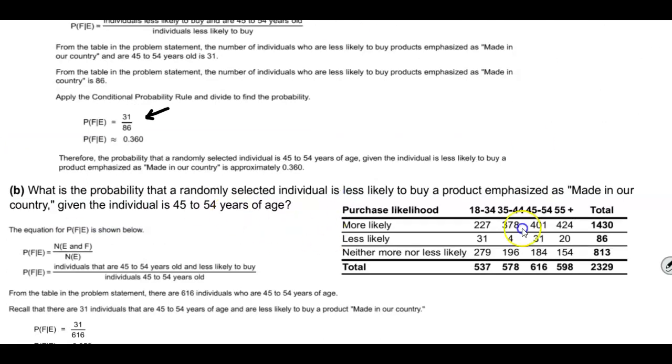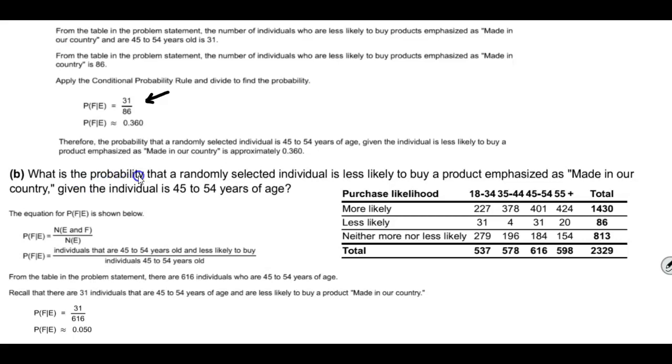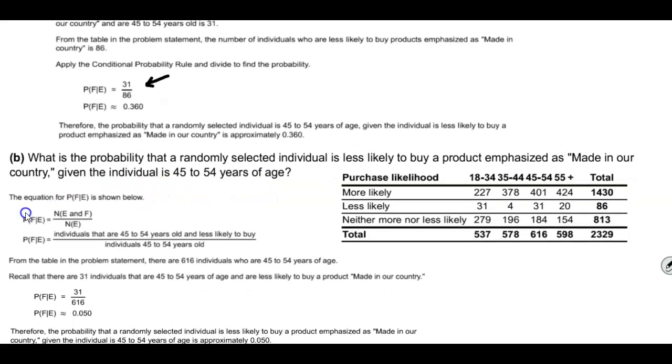Okay, now we're going to continue to keep using the same table. For question B, it says, what is the probability that a randomly selected individual is less likely to buy a product emphasized as made in our country, given that the individual is 45 to 54 years of age? Now, we're still using that same formula, but the numerator is telling us that we're looking for the individuals that are 45 to 54 years old and less likely to buy.